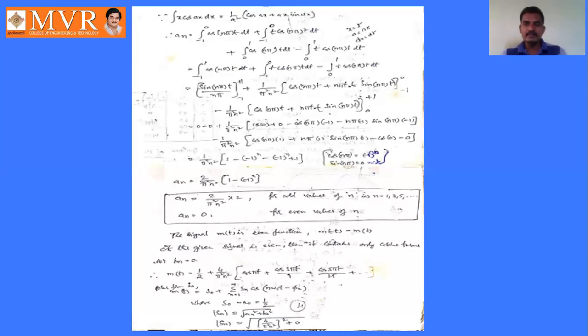An corresponds to the amplitudes of the cosine terms, and bn is the amplitudes of the sine terms. So if the given signal is an even function, that means the original signal is equal to its mirror image signal, then it contains only cosine terms, not sine terms. So automatically Bn becomes 0 here. So m of t becomes a naught plus an into cos n omega naught t only. Why? Because Bn becomes 0.